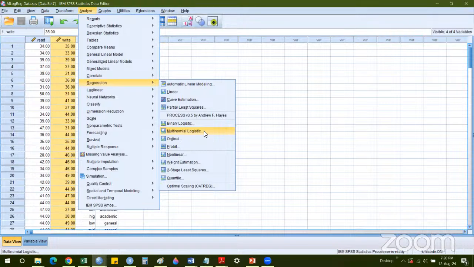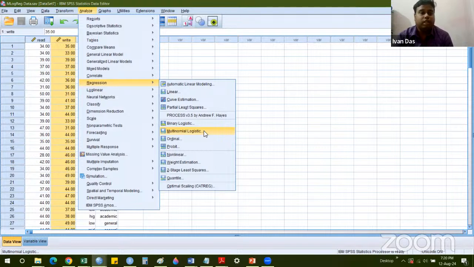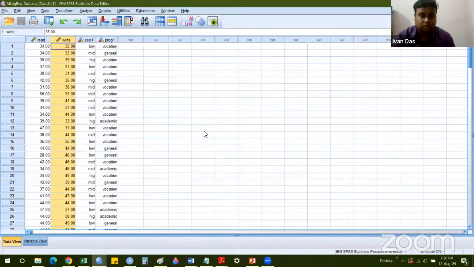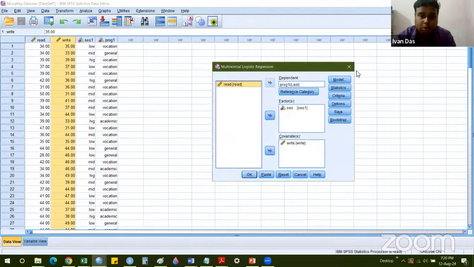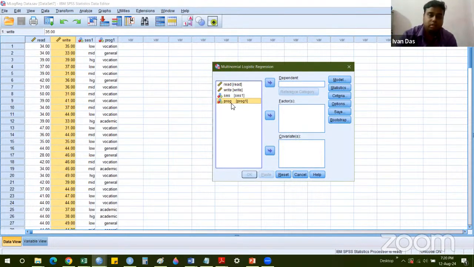Okay, anyways. So please write down the trail: analyze, then regression, then multinomial logistic. You have to click it over here. So the option will basically be here in front of you. So read, write, ACS, and this program, you have to move this program one onto the DV because it is vocational, general, and all, right?